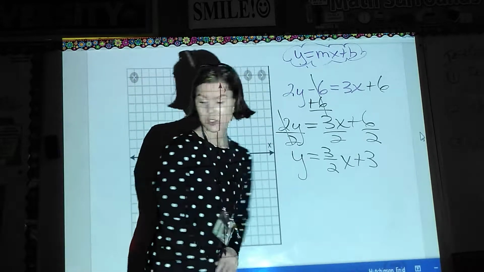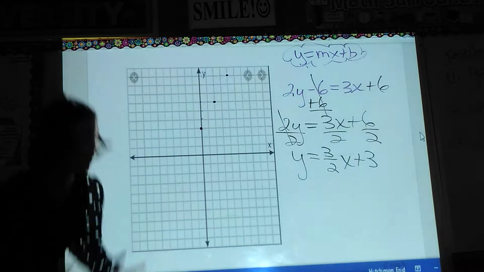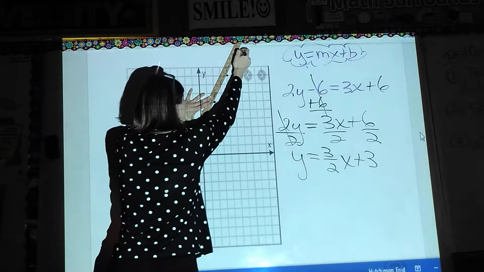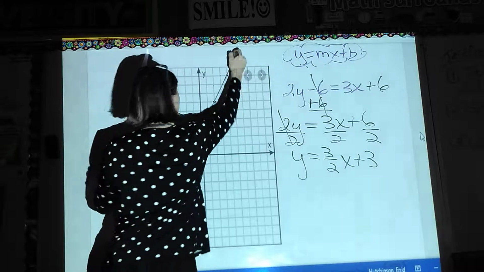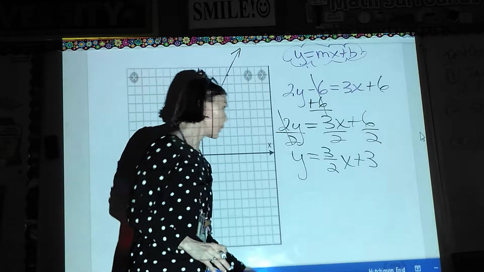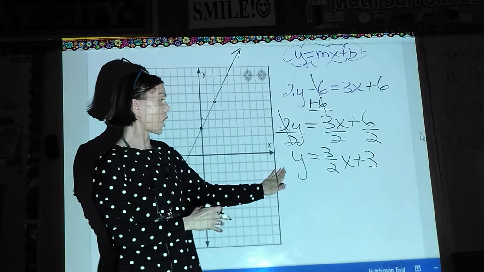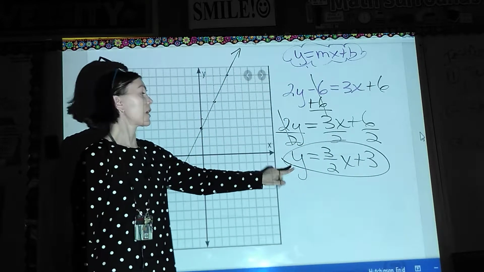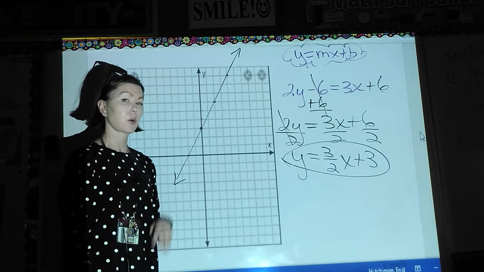Grab your straight edge, okay? And then connect the dots. And that is the equation of a line. So we learned a really good skill. We learned how to solve for y first. Okay? We got the y all by itself. Then we were able to graph the equation. Okay?